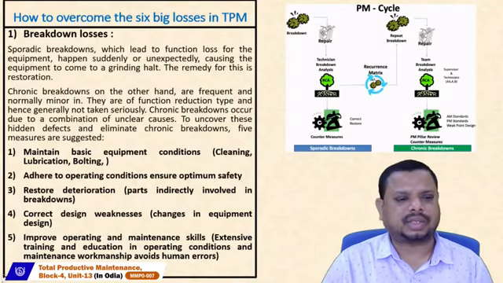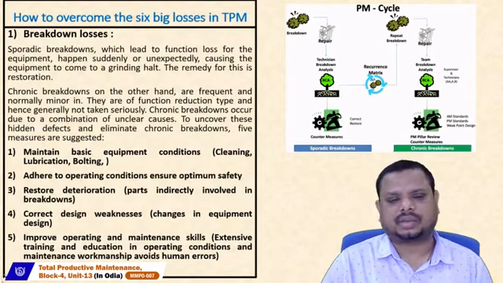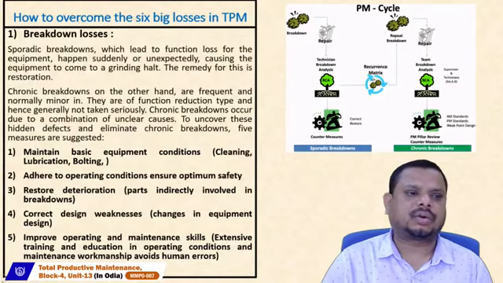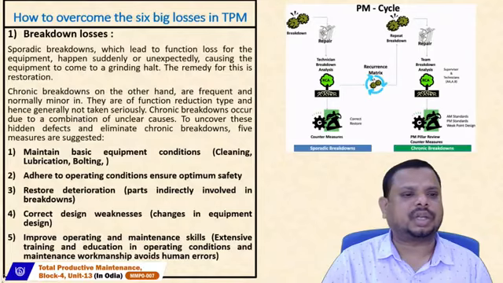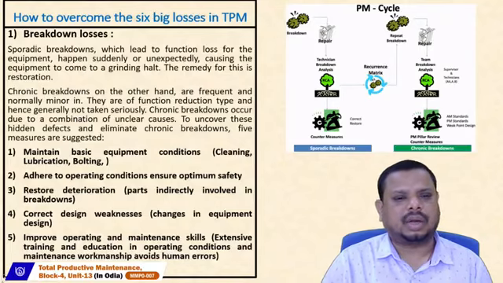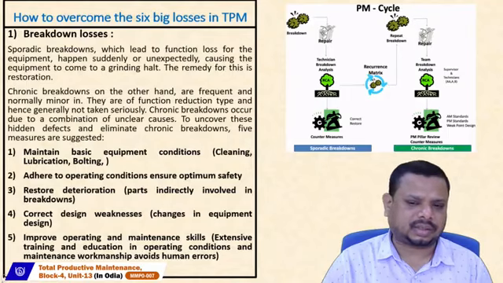First we have to understand sporadic breakdowns, which lead to function losses for the equipment. They happen suddenly or unexpectedly, causing the equipment to come to a grinding halt, and the remedy for that is restoration. So we'll understand what sporadic breakdowns and chronic breakdowns are.